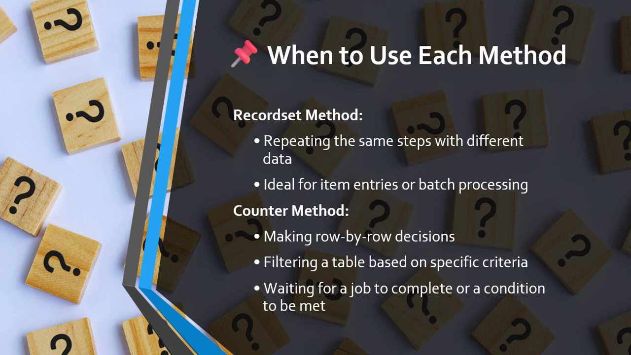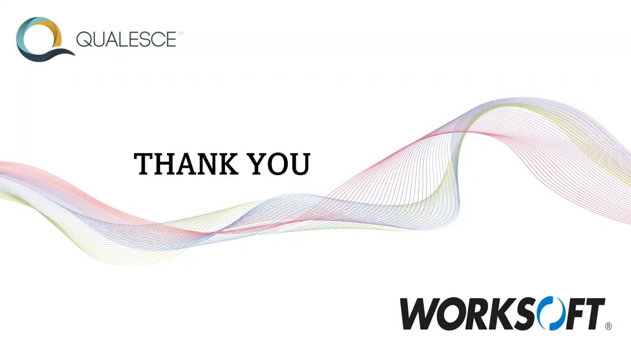The record set method is perfect for repeating the same steps with different data, like item entries, and the counter method is great for row by row decisions, like filtering a table based on a specific criteria, or waiting for a job to complete or a condition to be met.